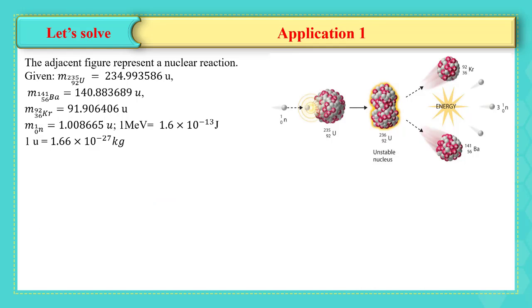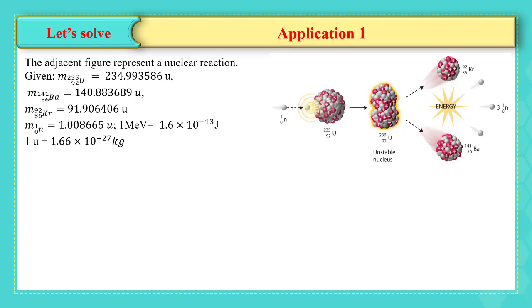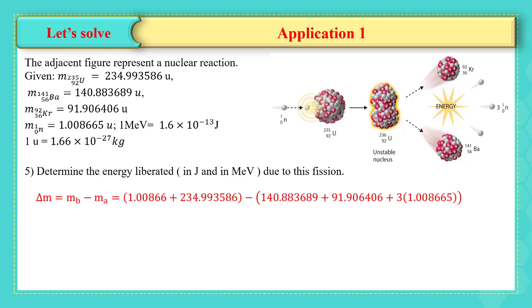In the fourth question, we have to indicate the forms of energy that appear in this nuclear reaction. So we have kinetic energy of the produced neutrons and the fission fragments. Also, we have electromagnetic energy of the gamma rays. The last question of this application asks us to determine the liberated energy of this fission reaction. To calculate the liberated energy, we have to calculate first the mass defect. So delta M is equal to the mass of the reactants minus the mass of the products.